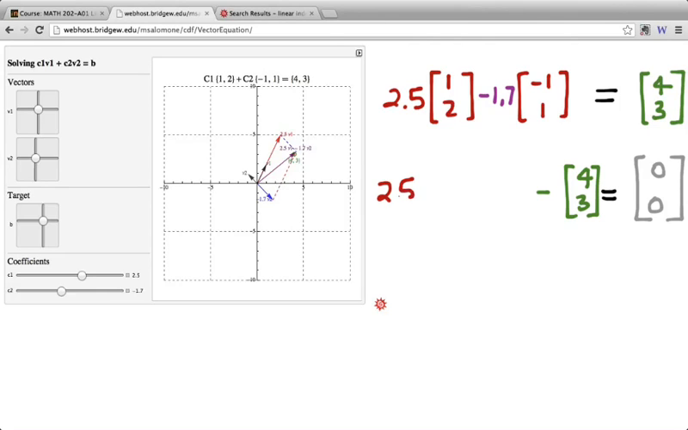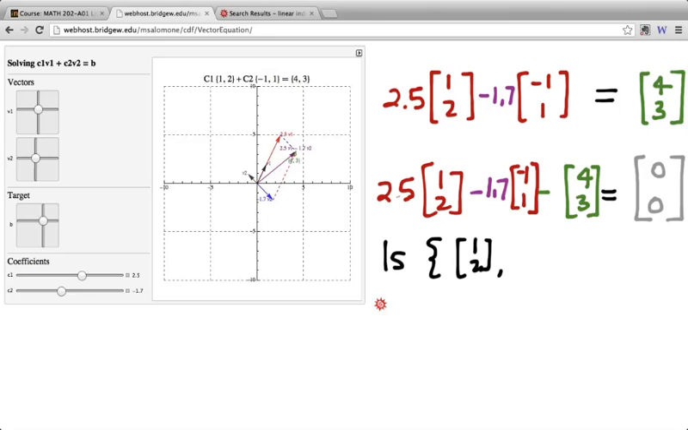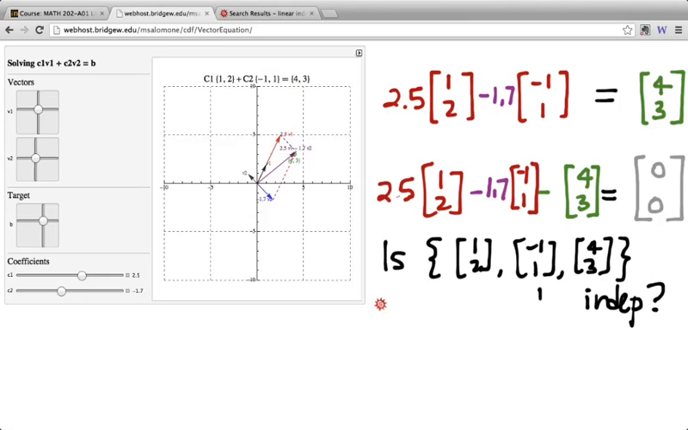So 2.5 times the first vector minus 1.7 times the second vector minus 1 times the third vector is equal to the 0 vector. If this is the case, then what can you tell me about the answer to the question: are (1, 2), (-1, 1), and (4, 3) linearly independent? Yes or no?